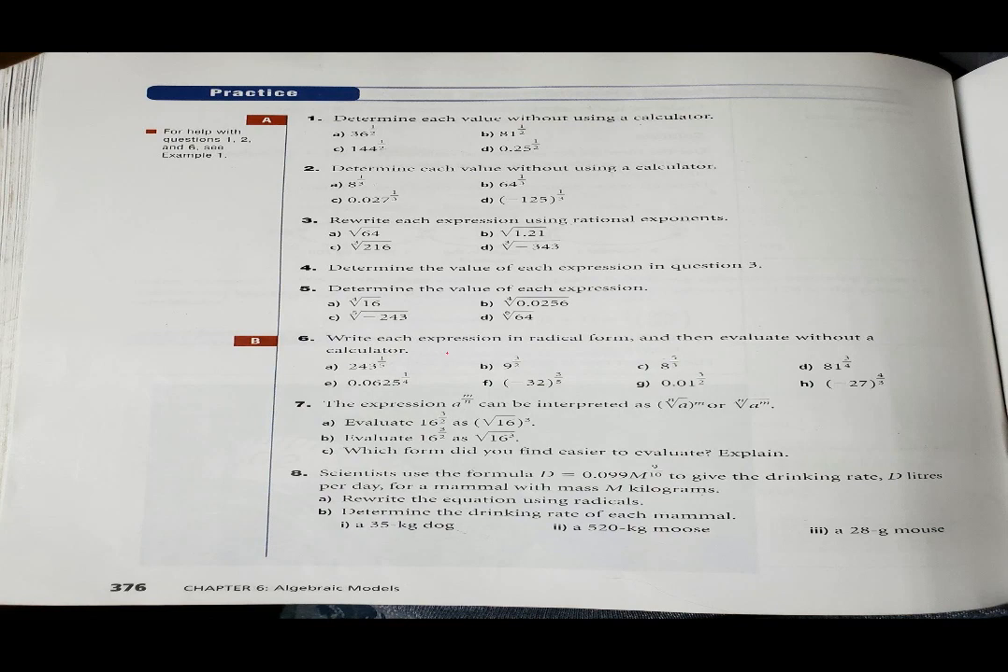Number 6 says write each expression in radical form and then evaluate without a calculator. Again, if you can. I'm not sure why we have to do that without a calculator. I'm not going to be checking for that. So, for example, 243 to the power of 1/5. The rewrite is just fifth root of 243. Now, I can't do that in my head. You'd have to guess and test to try and figure out what value that would be. But that's what it means to do.